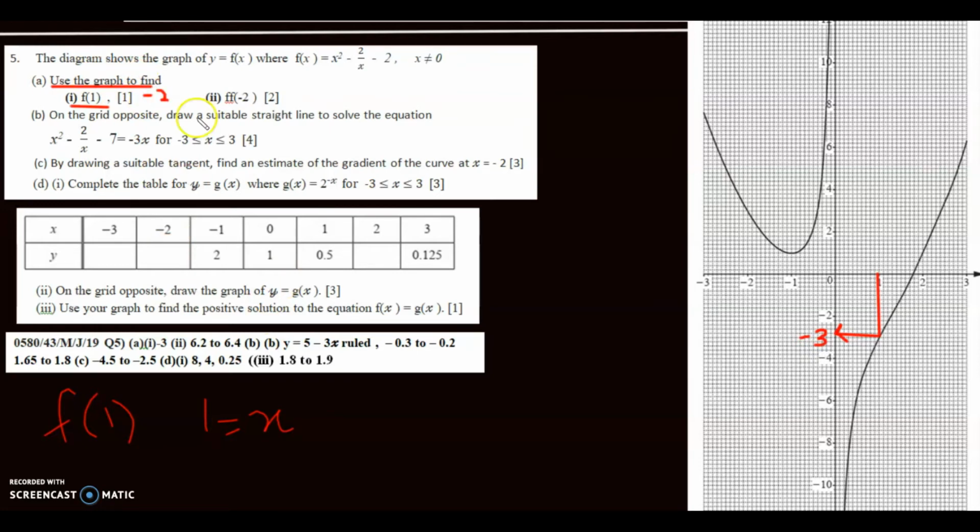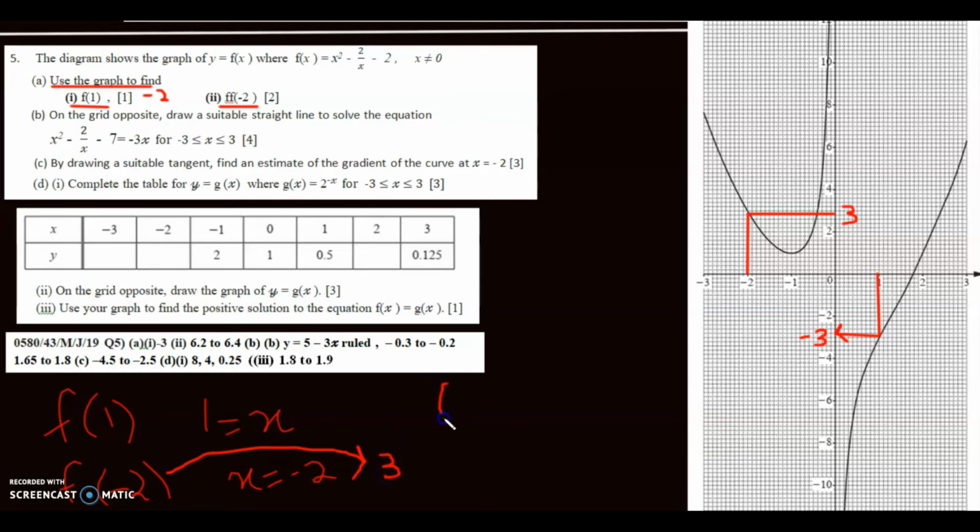Next up is f(minus 2). So first we need to find f(minus 2), and in f(minus 2), x is minus 2. So what is the answer when x is minus 2? When x is minus 2, our answer is 3. So f(minus 2) is actually 3. We substitute minus 2 instead of x, and we get 3 from the graph.